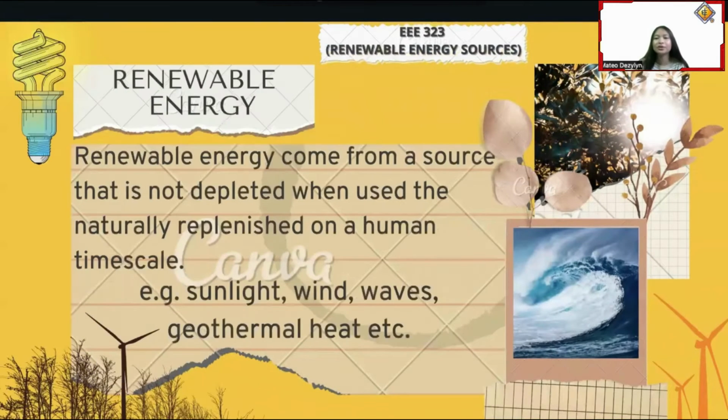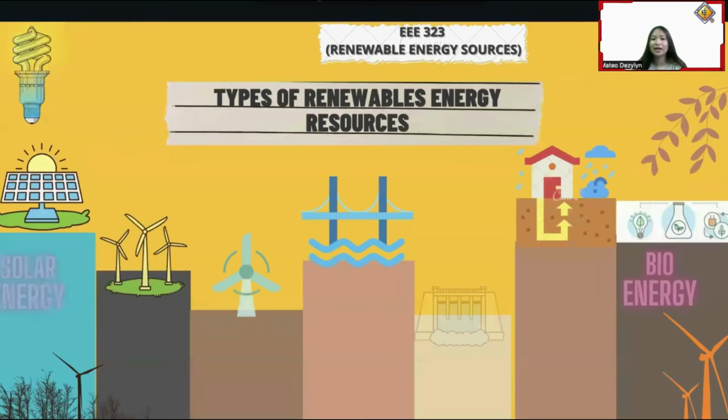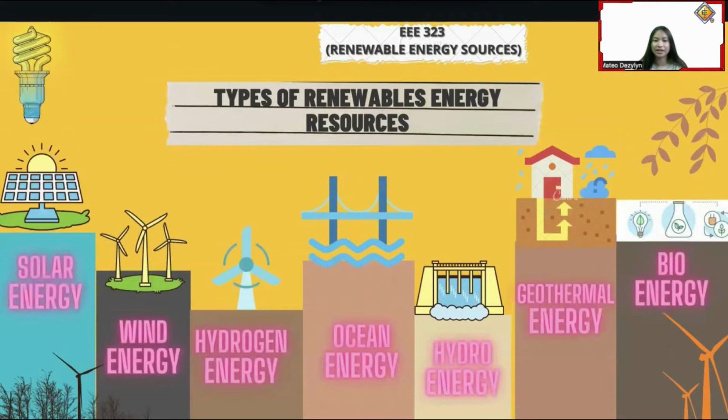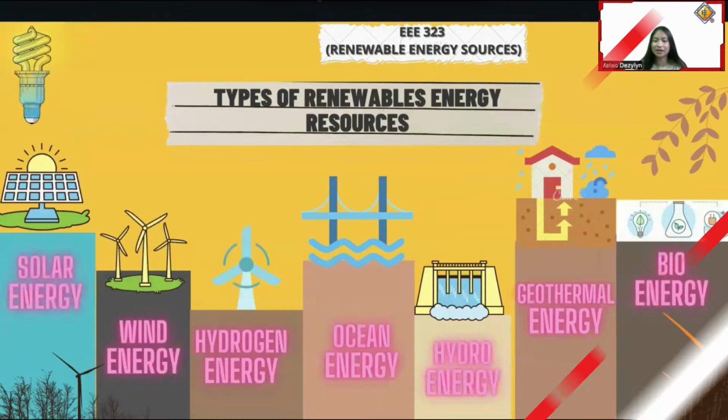Let's proceed to renewable energy. Renewable energy comes from a source that is not depleted when used, and naturally replenishes on a human time scale. For example, the sunlight, wind, waves, geothermal heat, and etc. These are the types of renewable energy resources. We have solar energy, wind energy, hydrogen energy, ocean energy, hydro energy, geothermal energy, and bioenergy.